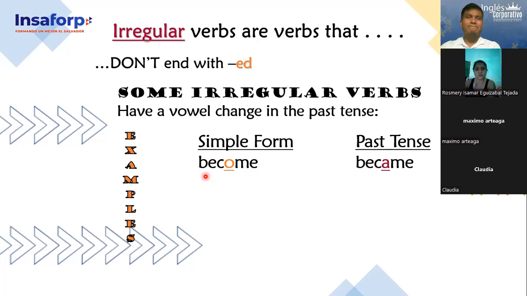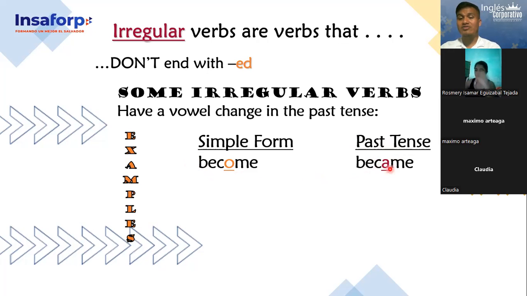Regresar. Any other idea? Empezar. Comenzar. Comenzar, okay. All right, so let me tell you that become means llegar a ser. For example, if I say I would like to become a doctor, me gustaría llegar a ser un doctor. It's like, I would like to become a doctor. So the verb means llegar a ser, become.